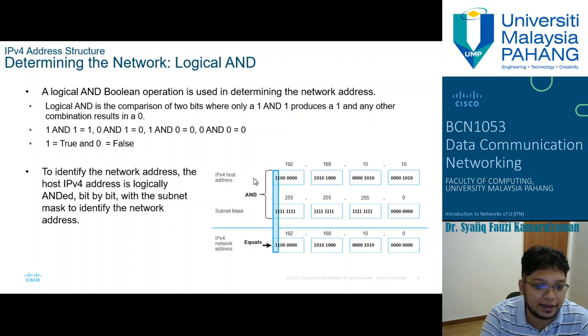So by ANDing the IPv4 address, AND means that if 1 and 1, it becomes 1; 0 and 1 becomes 0; 1 and 0 becomes 0; 0 and 0 becomes 0. So 1 equals true and 0 equals false. Basically, when you identify a network, you have the original IPv4 address in binary and the subnet mask in binary. You AND all the bits of the IPv4 address with the bits from the subnet mask, and you get a new address. This address represents a network address, which means all of it is network portion.